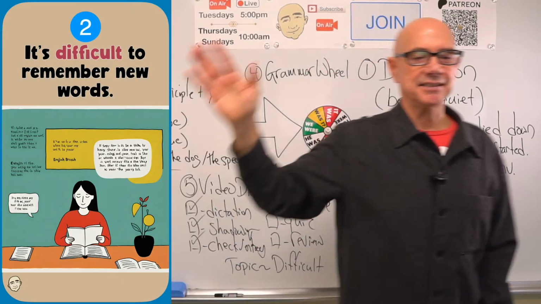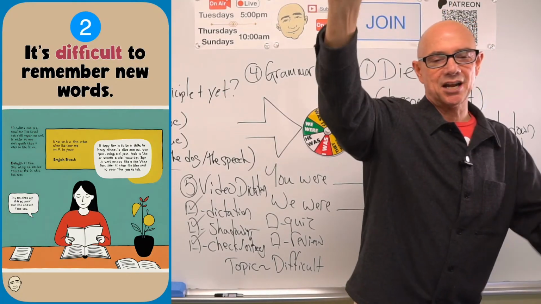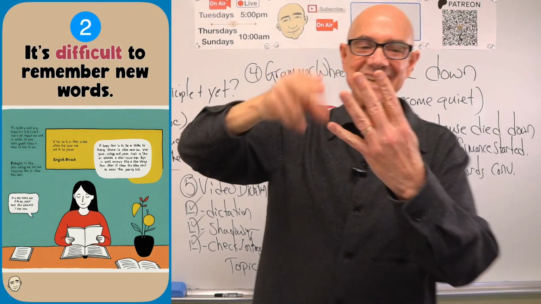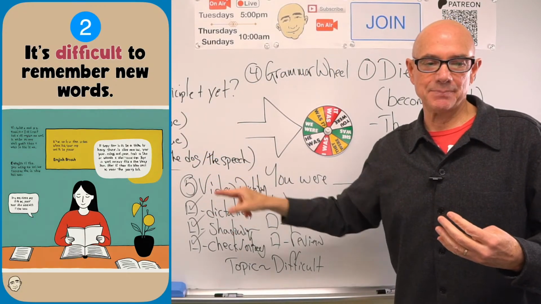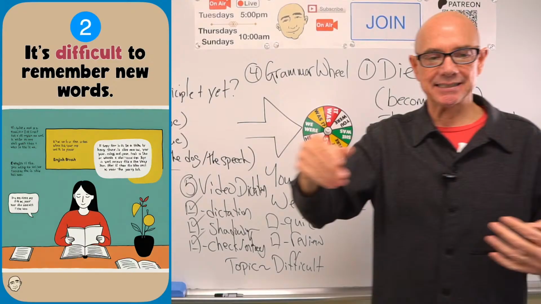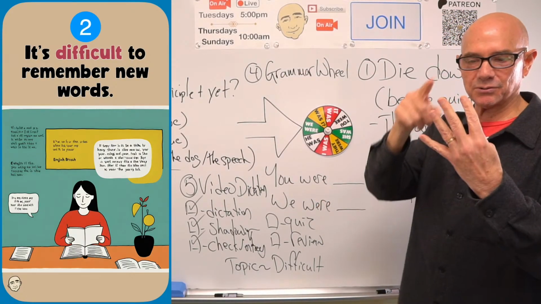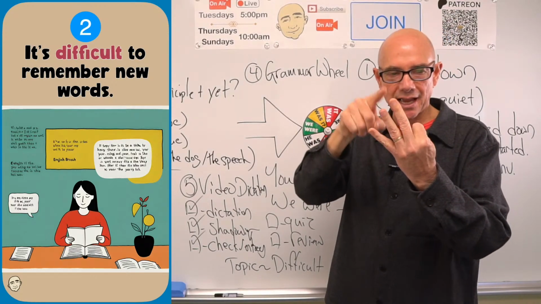And the sentence is, it's difficult to remember new words. Good job, everyone. Oh, there are 4 sentences in the quiz. The first 3 steps, we had 8 sentences, but for the quiz, there are 4. So 1 down, 3 to go. Okay, here we go. Next one.